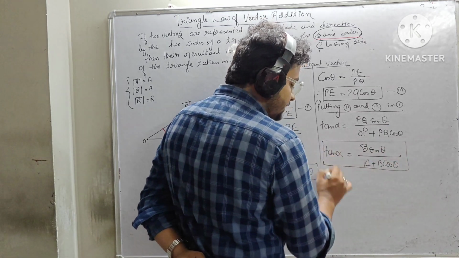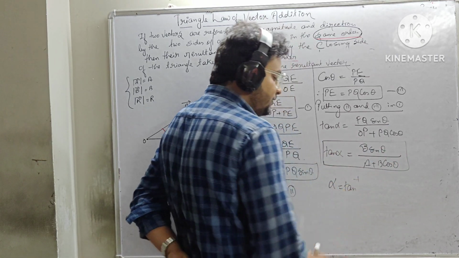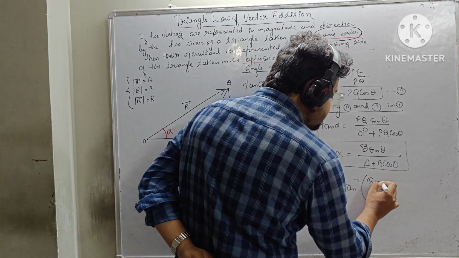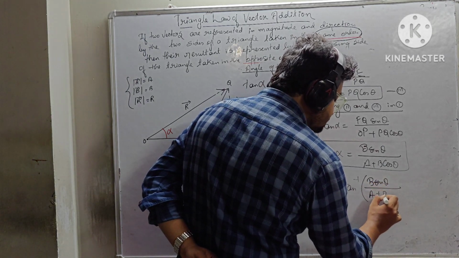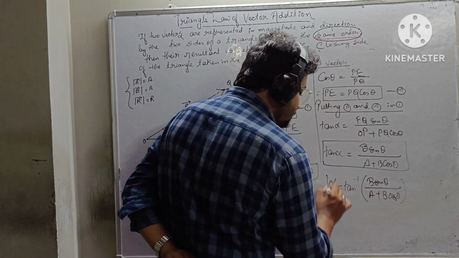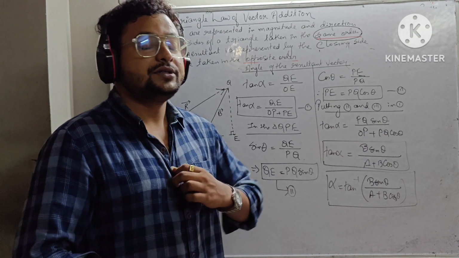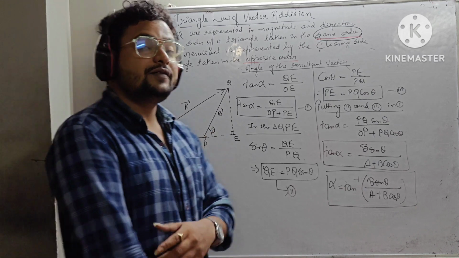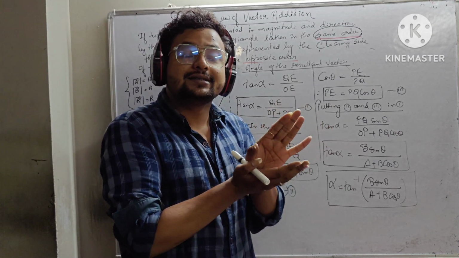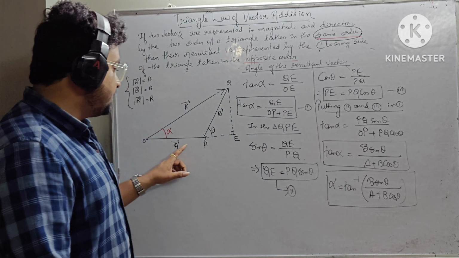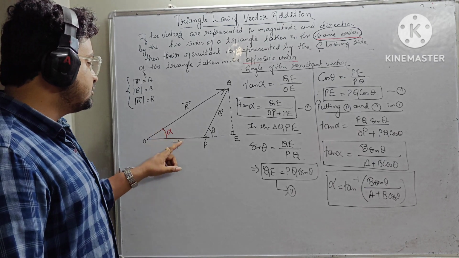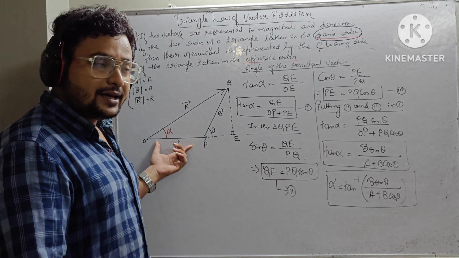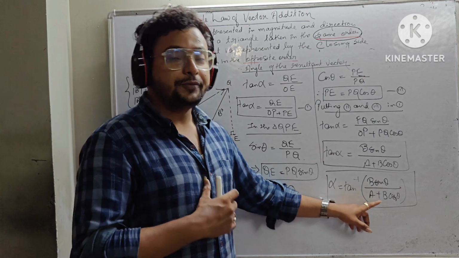And once you know tan alpha, you can easily find out alpha. Those who know the inverse trigonometric function, I hope you can understand. This is tan inverse of B sin theta divided by A plus B cos theta. Now, if you are wondering how to understand which is A and which is B, remember the resultant makes a certain angle with a particular vector. Suppose it is making an angle alpha with vector A. If you have taken that angle alpha with that vector, then that vector becomes vector A and the other vector becomes vector B in this formula.